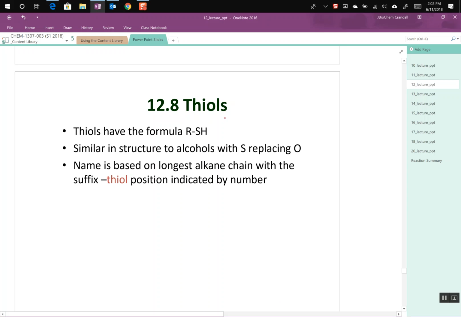So thiols are sulfur-containing functional groups that you can add to these molecules. And they have the general formula R, being the carbon chain, and then an SH. Okay? So they're very similar to alcohols. That's why they stuck it into this chapter, because if you replace the O with an S, then you get an SH instead of an OH.